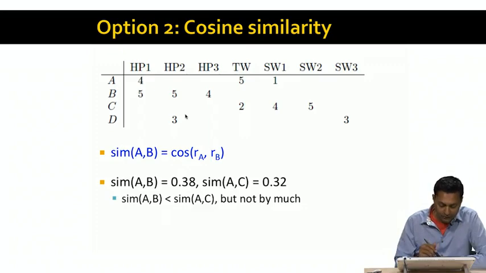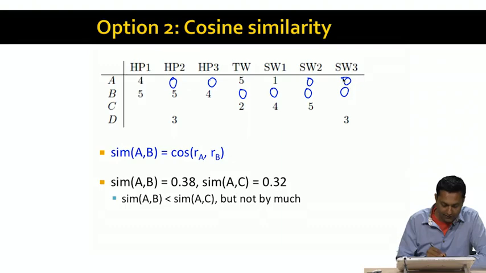Let's compute the similarity of A and B. And notice that to compute the cosine similarity, we have to insert some value for the unknown ratings. The simplest thing to do is to treat them as zeros. Suppose we treat all these unknown values here as zeros and compute the cosine of the angle between A and B. When you do that, the cosine turns out to be 0.38. And similarly, when you compute the cosine of A and C, it turns out to be 0.32.